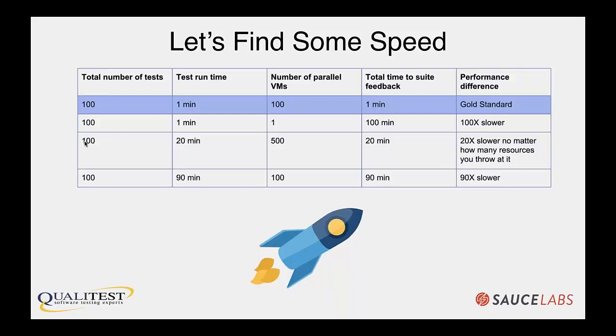Here's another different scenario that a lot of our clients encounter as well. Again, you can see we have 100 tests, but each of our tests is taking 20 minutes, or you can even pretend even a single test taking 20 minutes to run. It doesn't matter how many virtual machines, how many resources you throw at it. At the end of the day, your entire test suite feedback is going to be 20 minutes, because your entire automation suite will run as fast as your slowest test. So if your slowest test is 20 minutes, it doesn't matter what you do, your test feedback loop is going to be 20 minutes. So this is going to be 20 times slower, no matter how many resources you throw at it.